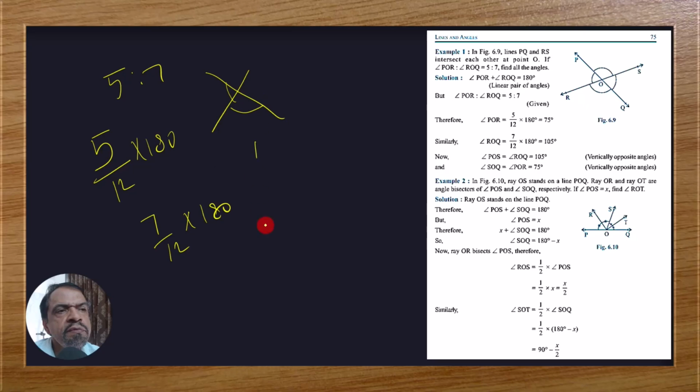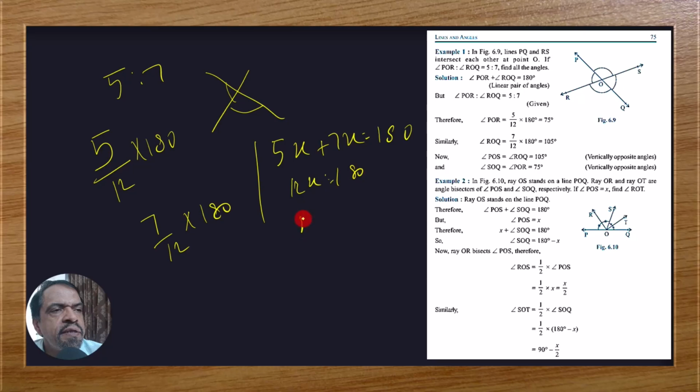Another method is that you can suppose the angles are 5x and 7x. Since the sum is 180, you can solve it this way. 12x is 180, so x is 180 upon 12. x is 15. By putting this value in 5x and 7x, you can find the angles. So this is one kind of method. This is a quick method, especially for MCQ questions.